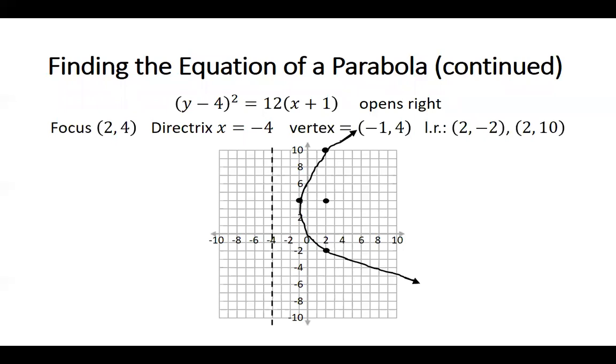It looks better if you do it on paper because you're able to control your hand a little better than I'm able to control the mouse. But that allows us to go from pieces of information, the focus, the directrix, or whatever certain pieces of information about a parabola, and come up with the equation and graph it. And we learned how to start from the equation and find all the pieces of information about it.